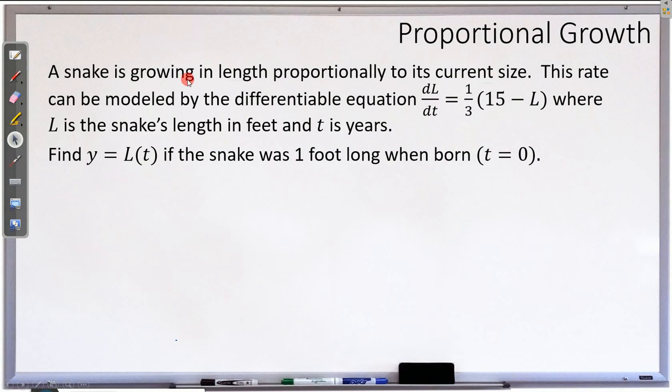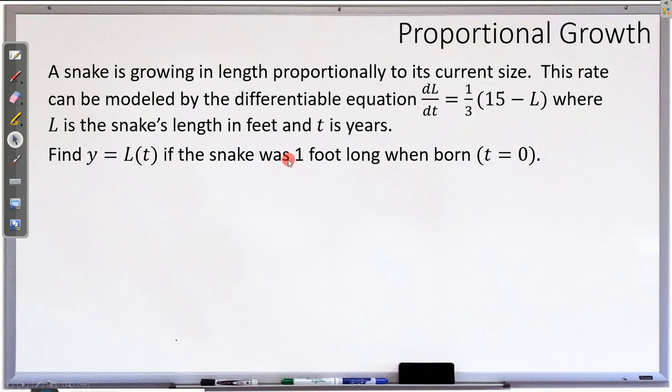So a snake is growing in length proportionally to its current size. This rate can be modeled by the differential equation there, where L is the snake's length in feet and t is years. So we have dL/dt is equal to this. Find y equals L at t. So what that means is I need to find an equation for y equals the length with the input of time.